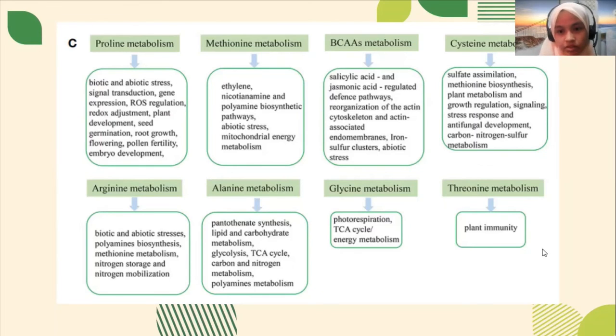Threonine metabolism is for plant immunity against diseases, as well as stress. And then we have alanine metabolism, also used in the TCA cycle, and for pantothenate synthesis, lipid and carbohydrate metabolism, and polyamine metabolism. Arginine is also used in biotic and abiotic stress, and also for the storage and mobilization of nitrogen. Next, we have methionine, which is involved in abiotic stress and mitochondrial energy metabolism.